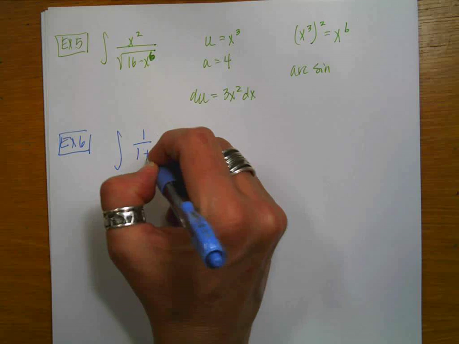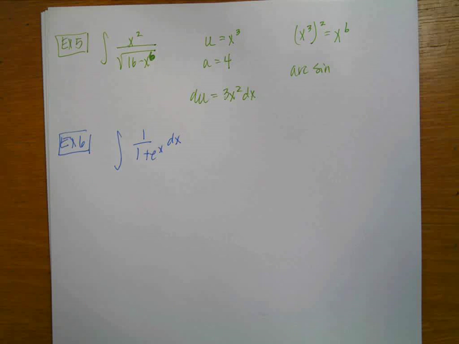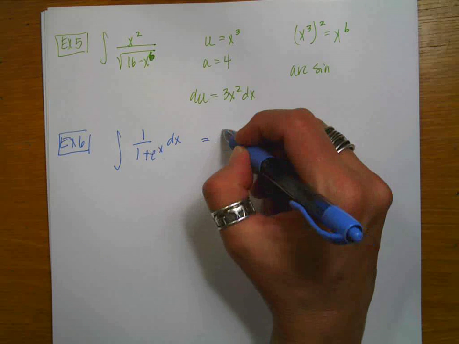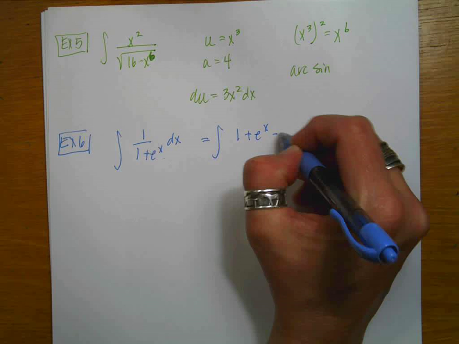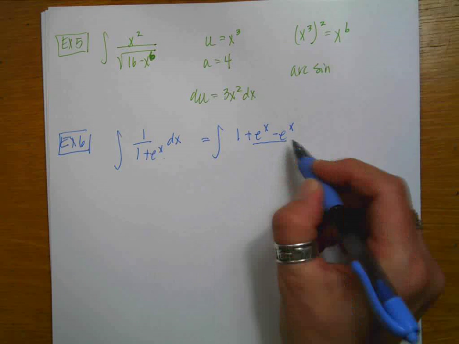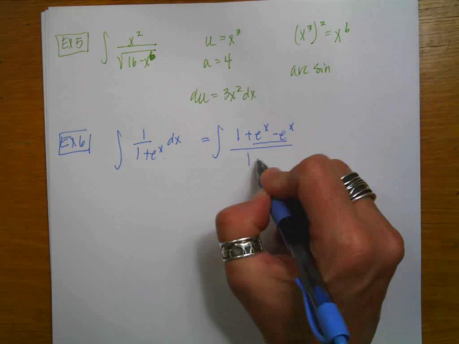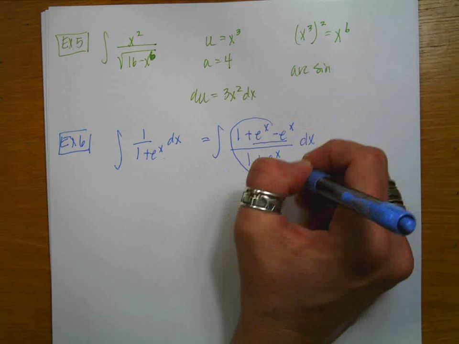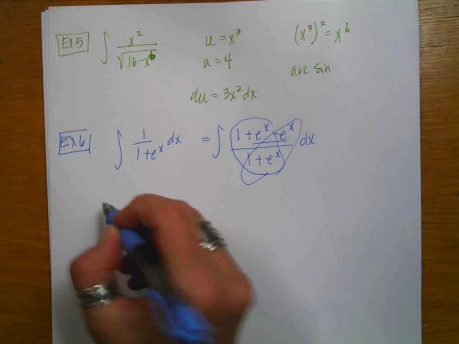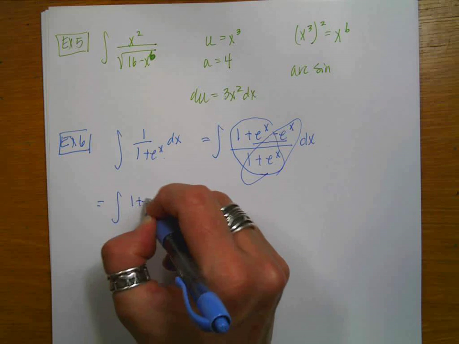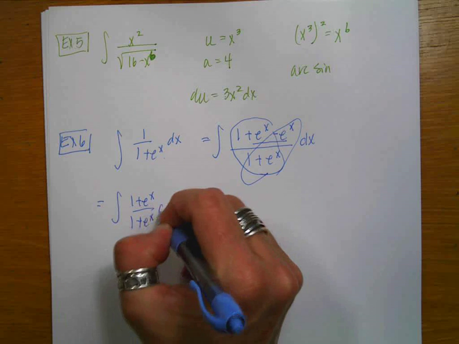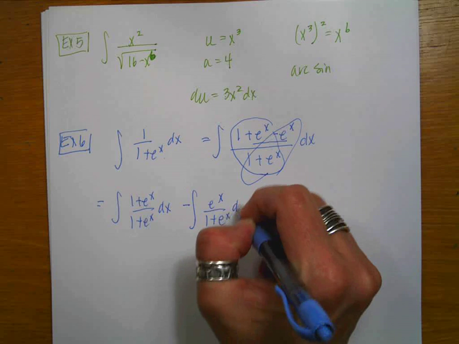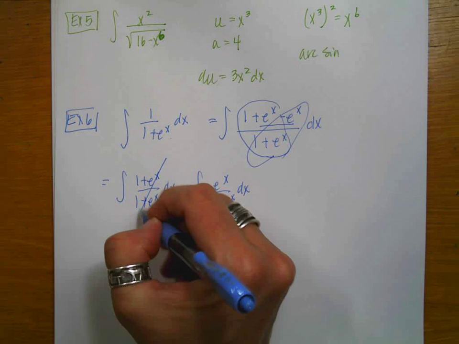Alrighty, what if I have the integral of 1 over 1 plus e to the x dx? So I'm going to rewrite this one. This one is, again, that same type of problem that I forget to think about. And if I added an e to the x and subtracted an e to the x, net effect is 0. And then I divided by 1 plus e to the x dx. Well, now I can split my integral up into 2, and so I would rewrite it as the integral of 1 plus e to the x over 1 plus e to the x dx minus the integral of e to the x over 1 plus e to the x dx.